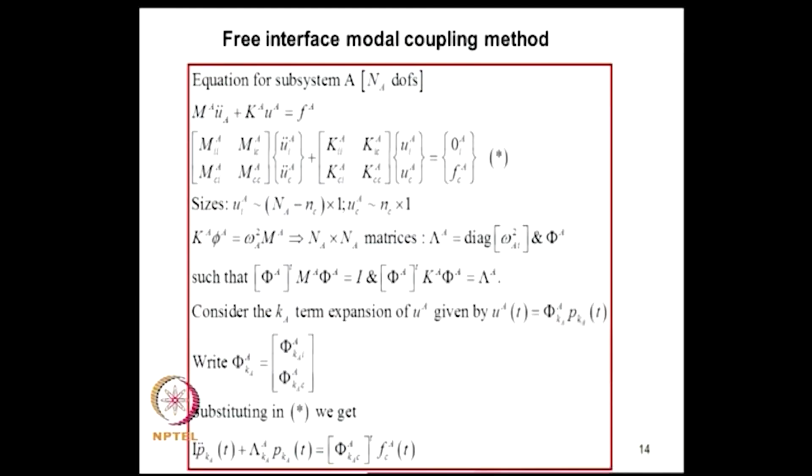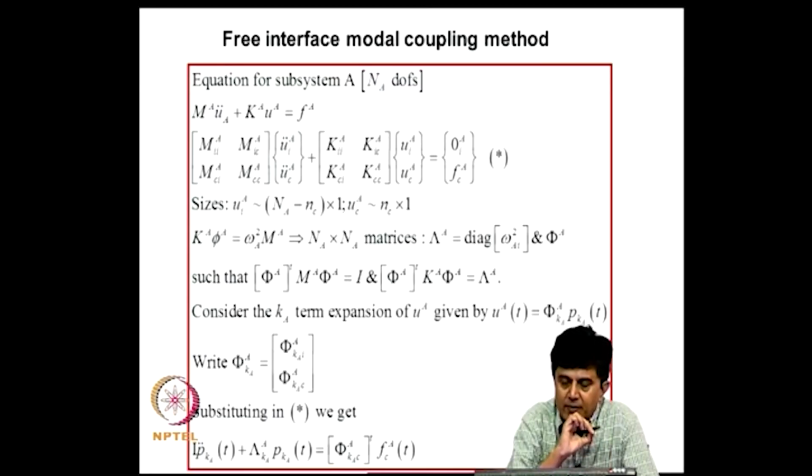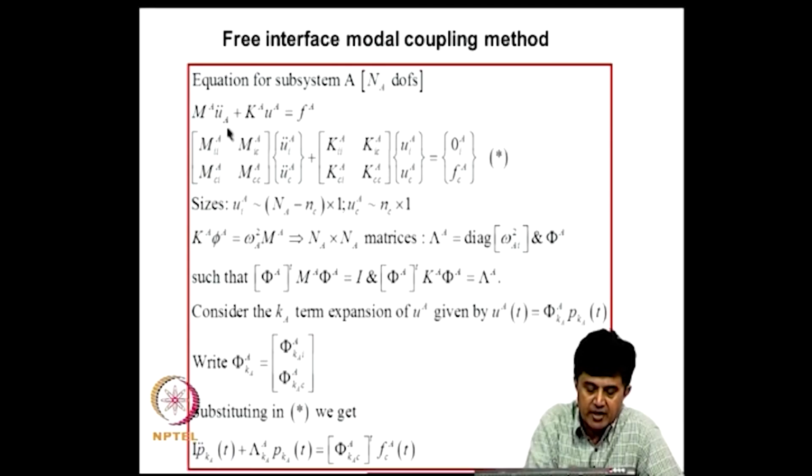Now, we will move on to the next method known as free interface modal coupling method. Here the objective is to produce a solution strategy where we bank on the eigen solutions of substructures to construct the coupling matrices and the model for the coupled system. So, how does that work? So, here again let us consider the equation for subsystem A. I write it in this form, and as before we will partition the degrees of freedom into interior and coupling degrees of freedom, and that induces partitioning of structural matrices and the forcing vector as shown here.